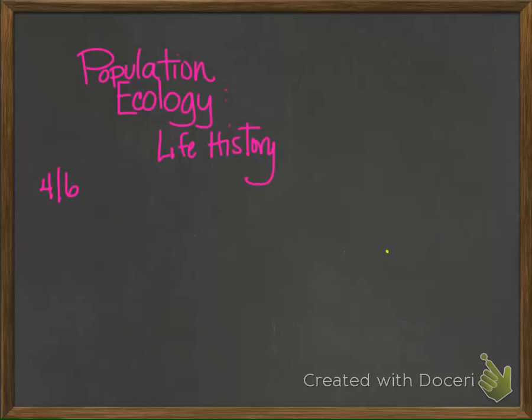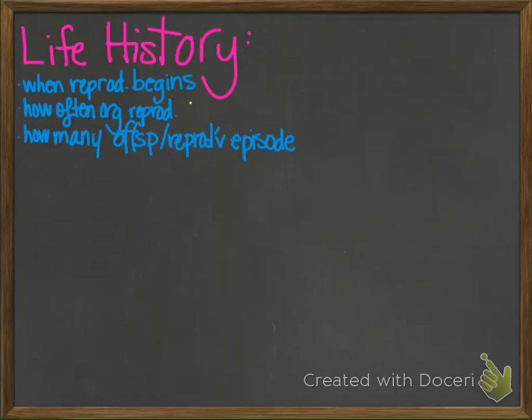Population ecology, life history. Life history is an organism's schedule of reproduction and survival, and you have three main variables: when reproduction begins, how often the organism reproduces, and how many offspring are produced in each reproductive episode.